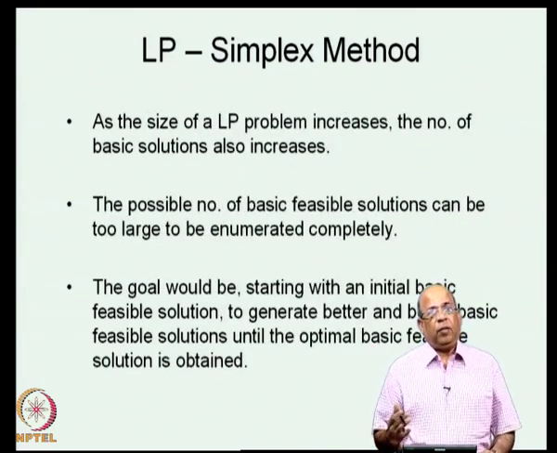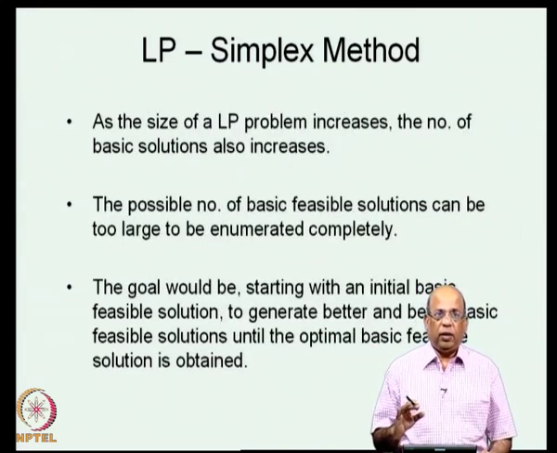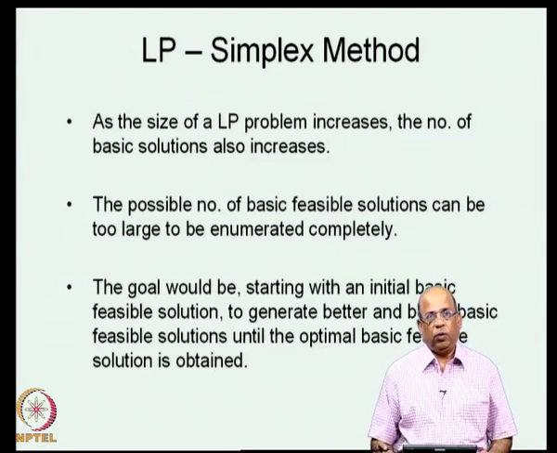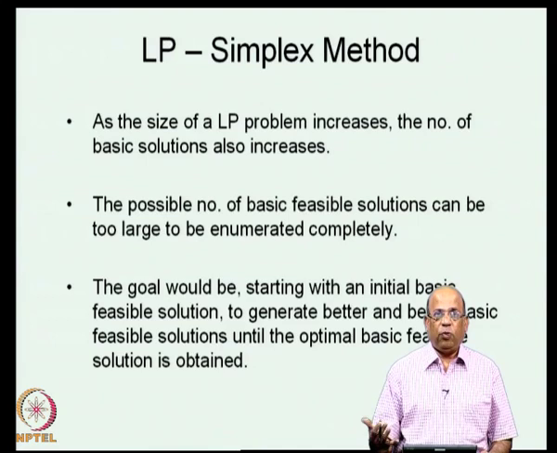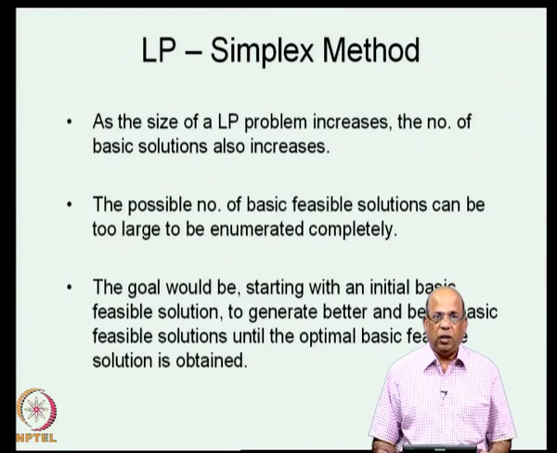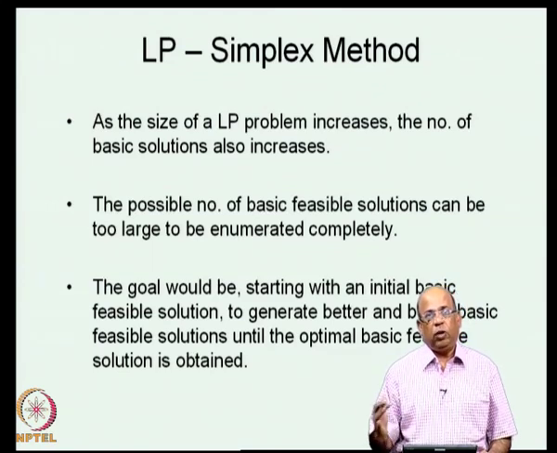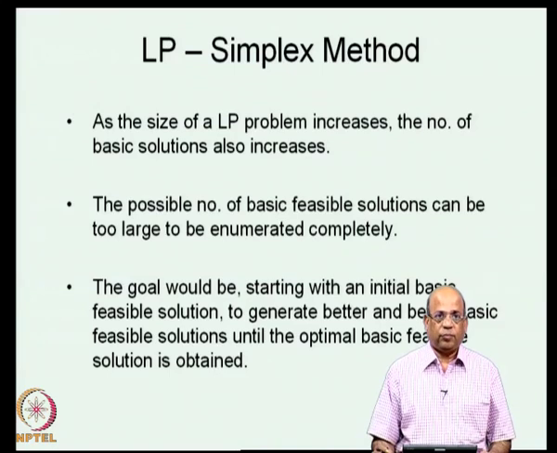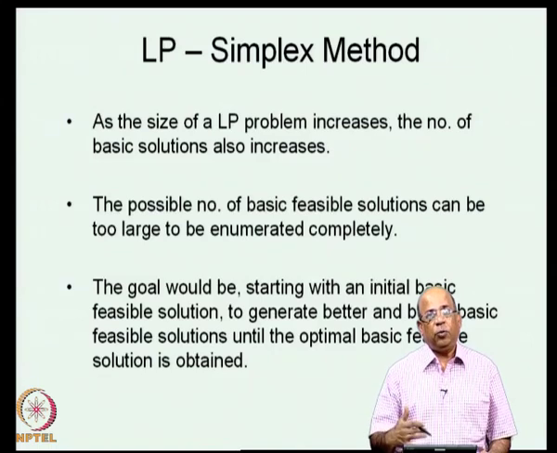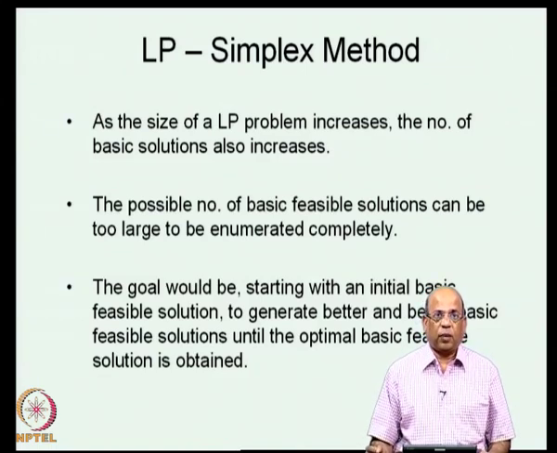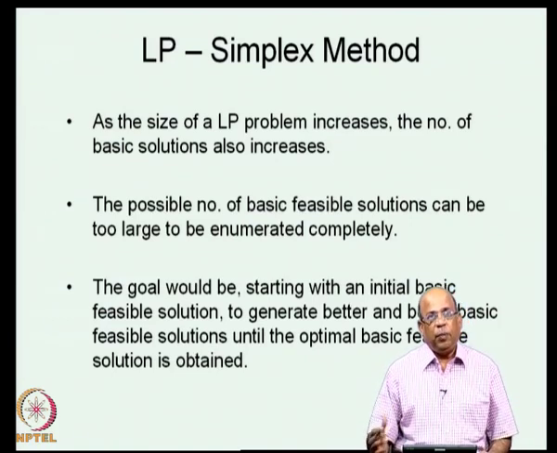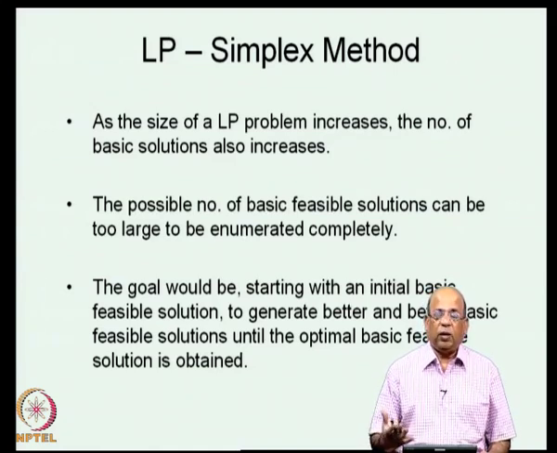So, as you saw in this particular case, there were 2 constraints and 2 variables originally, and then it became 4 variables because we added slack variables associated with each of the inequality constraints. Therefore, to convert them into equality constraints, we added slack variables. Therefore, we ended up with 4 variables, and that led to 6 basic solutions, out of which 4 were basic feasible solutions.